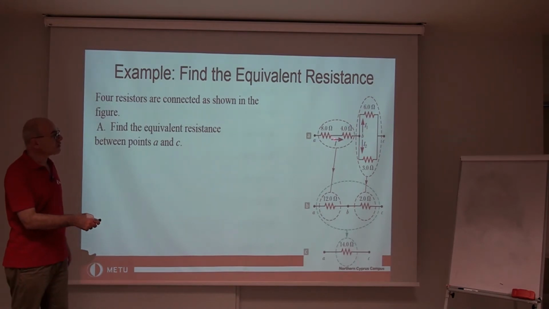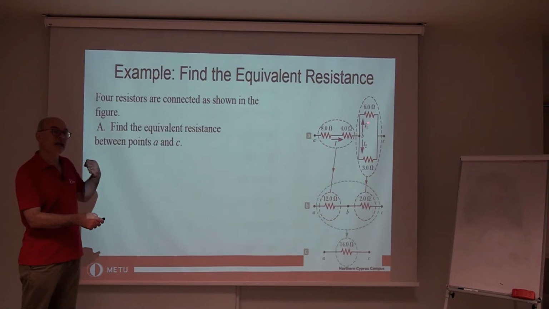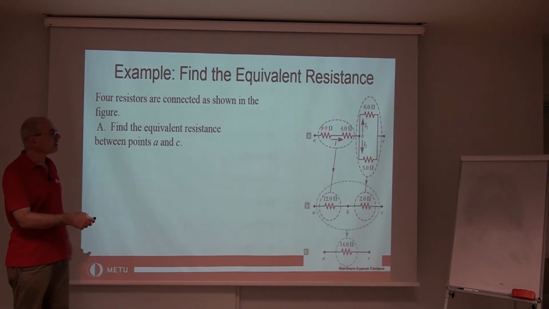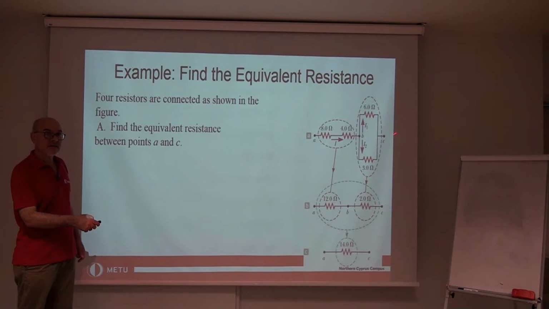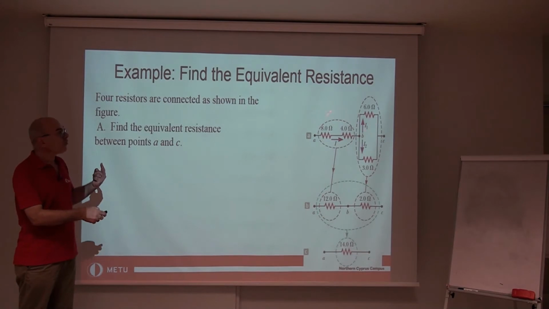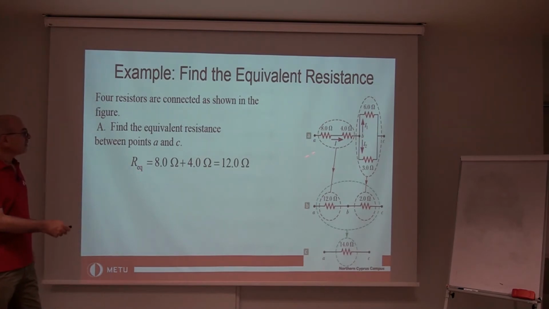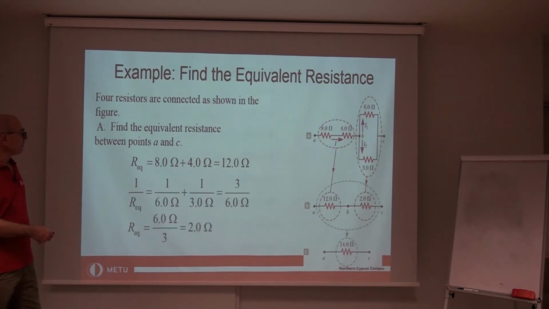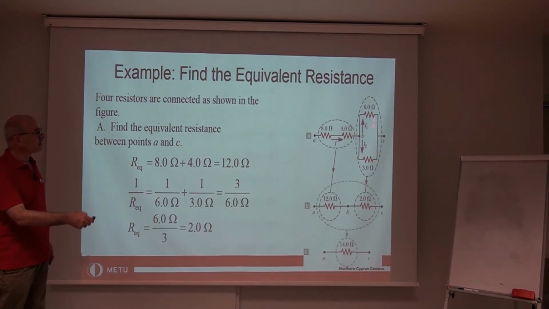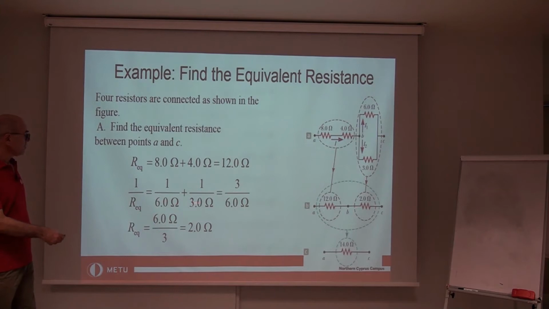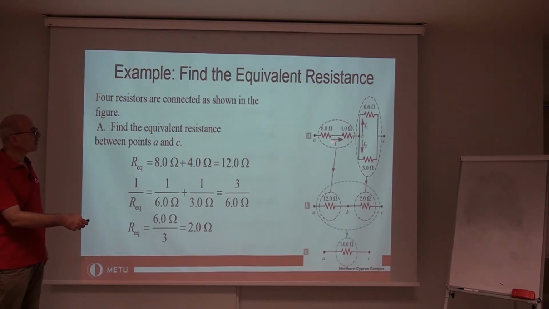So these two resistances can be represented by their equivalent resistance, which I calculate using the series combination. How do I do that? I add them up. These two resistances can be replaced by a single resistance, which is their equivalent resistance. For the parallel pair, 1 over the equivalent is equal to 1 over 6 plus 1 over 3. And so you get 3 over 6, you flip it, you get 2 ohm. So the 6 and 3 have an equivalent resistance of 2 ohm, and these two together have an equivalent resistance of 12 ohm.